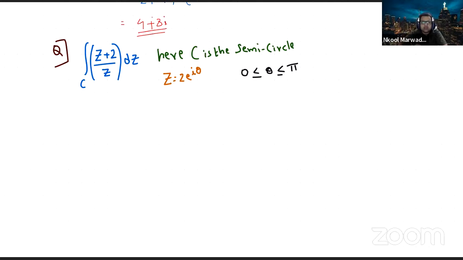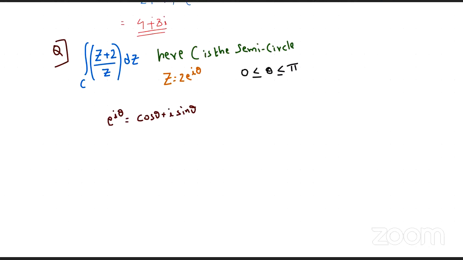And one interesting thing I will share with you: you have to make use of a property that I think you are already aware of, that e^(iθ) is cos θ + i sin θ. So this will make the work easy.